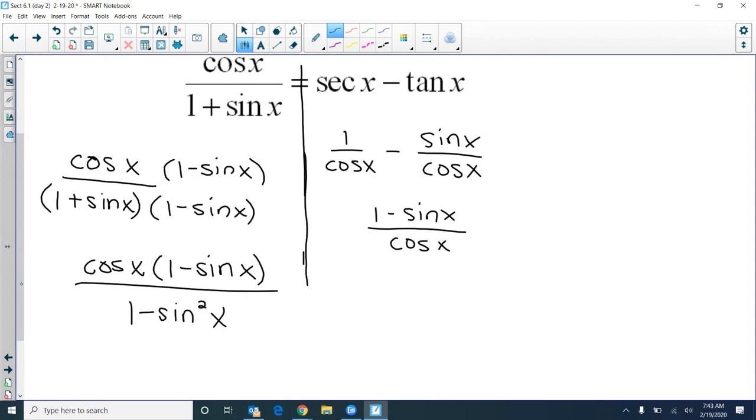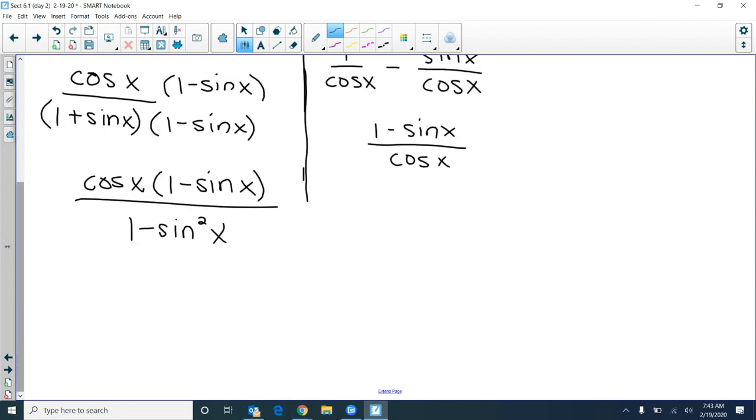All right, now that typically leads to one of your Pythagorean identities or a form of it. Well, that 1 minus sine squared is the same as what? Anytime you see that, you got to think Pythagorean identities. Those of you who were here yesterday, you probably know what I'm talking about. Those of you who weren't may not.